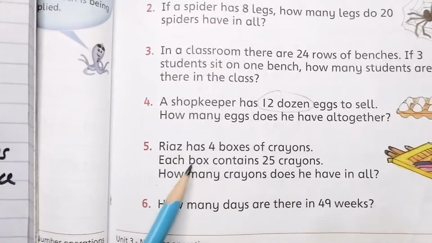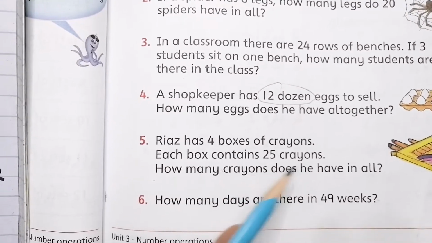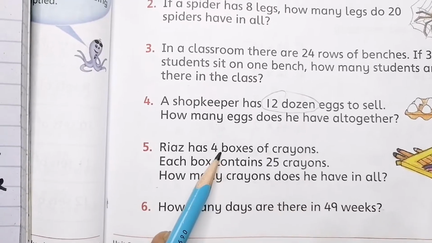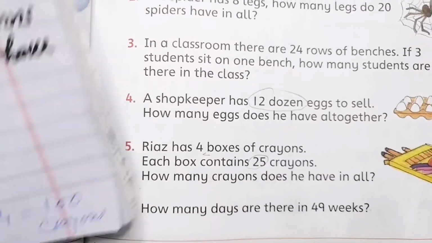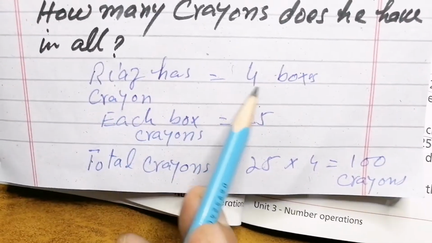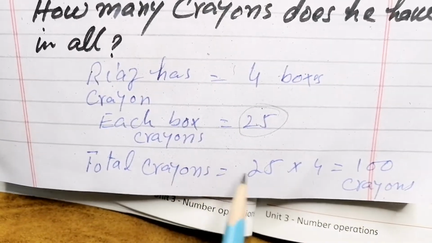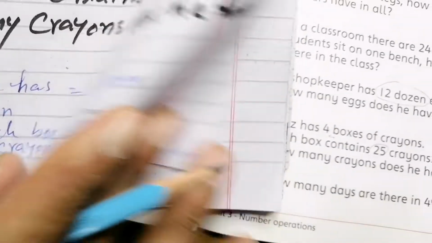Question number 5, Rayaz has 4 boxes of crayons. Each box contains 25 crayons. How many crayons does he have in all? So he has 4 boxes of crayons. One box contains 25 crayons. So Rayaz has 4 boxes of crayons. Each box has 25 crayons. So simply we multiply 25 by 4 and we get 100 crayons altogether.